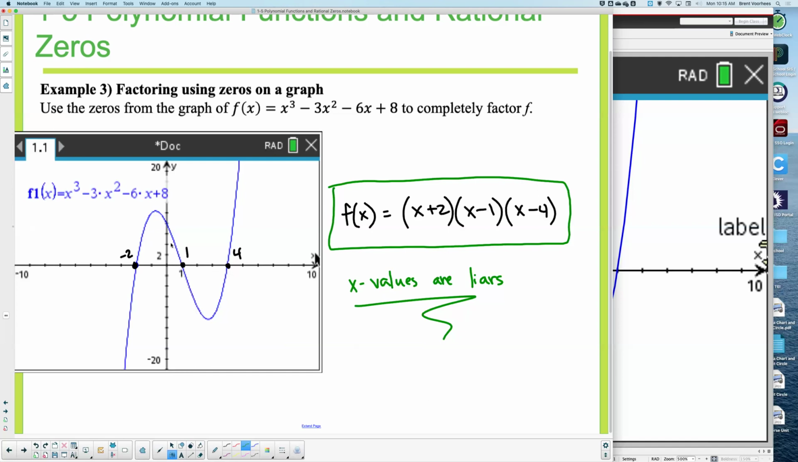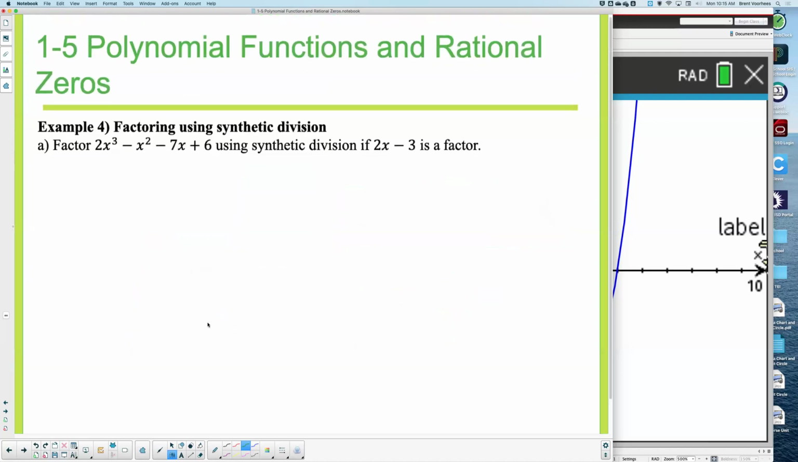So we have to turn this graph around. We are decreasing. What has to happen to it? Increase. That's so 2 extrema. All right, let's go to example 4.